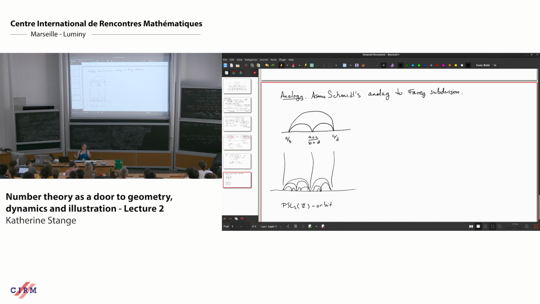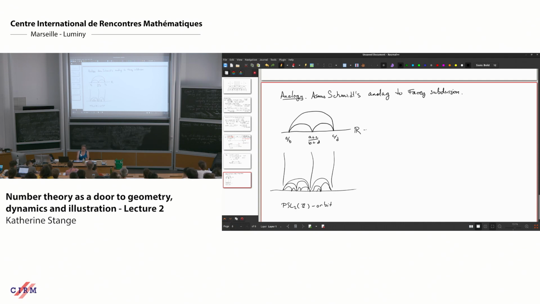And what it gets you is the continued fractions. It gets you the most natural way to describe the rational numbers and so on. And what Schmidt was interested in doing was doing this inside the complex plane instead of the real line. So you can do something analogous.